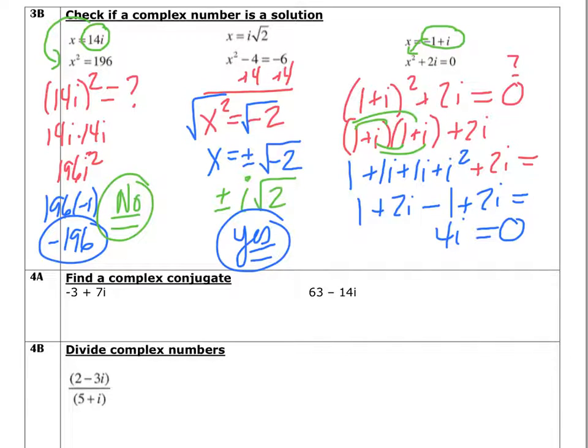Clearly, when you look at this, 4i does not equal 0. This is not true. So no, this is not a solution.